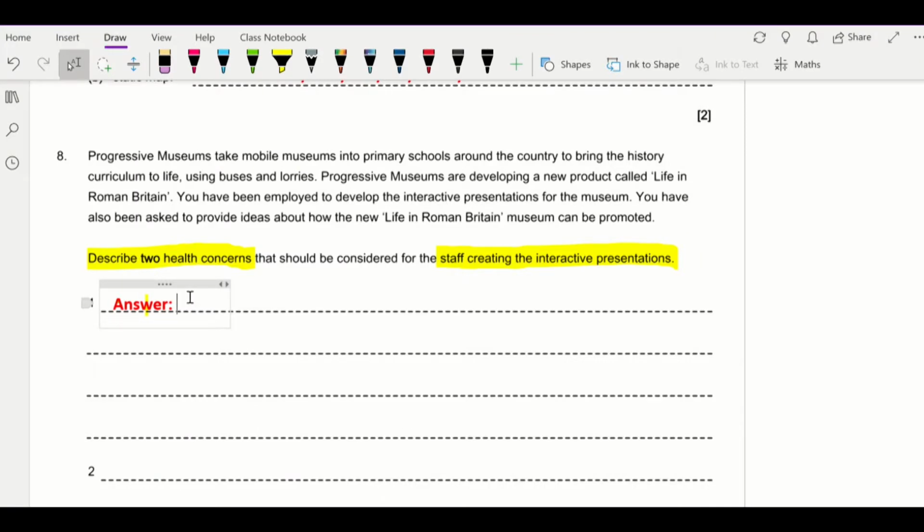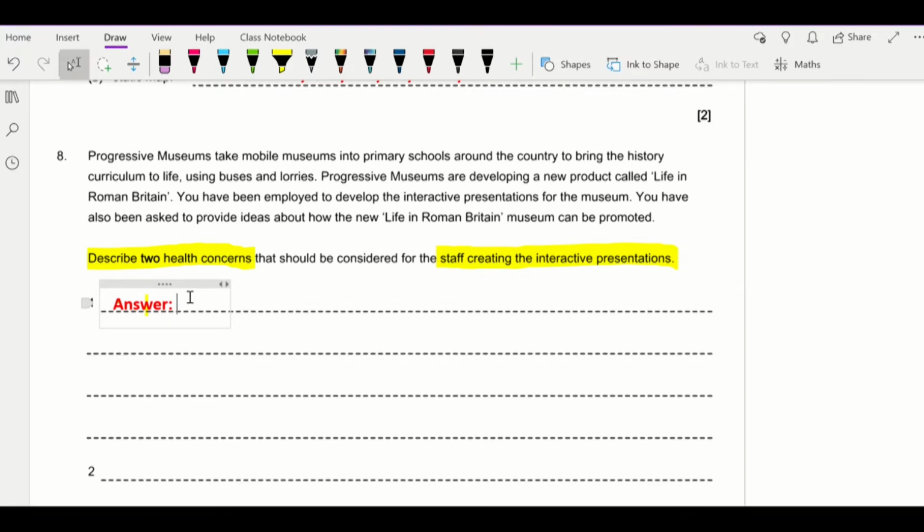So question number 8 is all about demonstrating your knowledge of health and safety concerns when using IT basically. So this question wants you to identify 2 health concerns that could be considered for staff creating the interactive presentations.